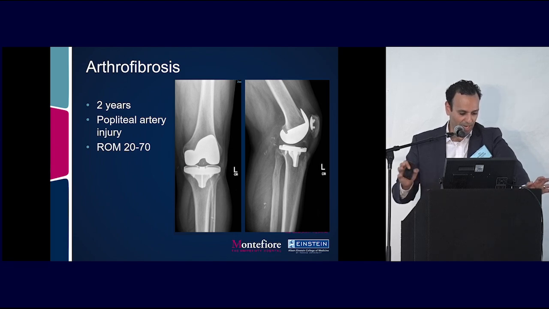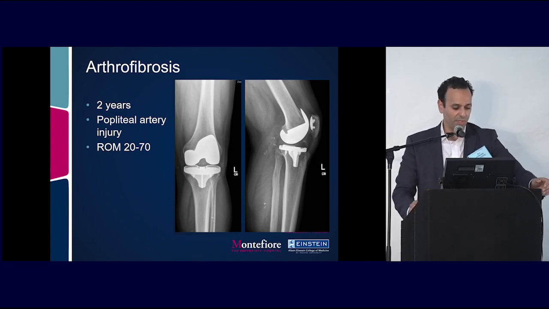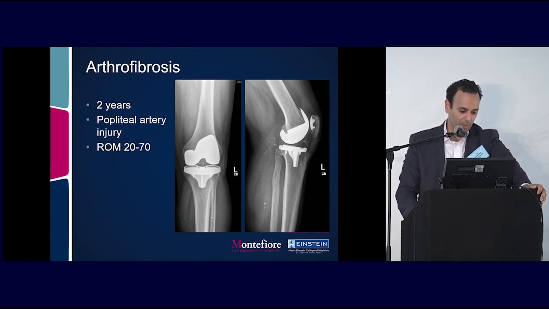Now we got all the panelists in here. So this is a 67-year-old male, 2-year status post left total knee replacement, complicated by a popliteal artery injury at an outside hospital. So you can see those clips back there. He's unhappy with pain and stiffness in his knee. He has arthrofibrosis. His range of motion is 20 to 70 degrees. He's failed conservative management, including a radiofrequency ablation.